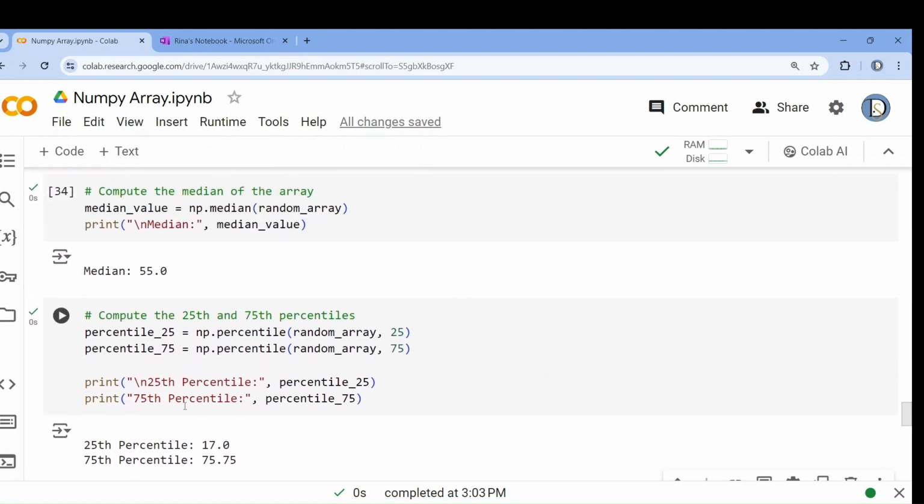Okay, so we have completed the basic things of NumPy arrays, but there are many other functions. But if you understand the basics, then you will be able to apply others also.